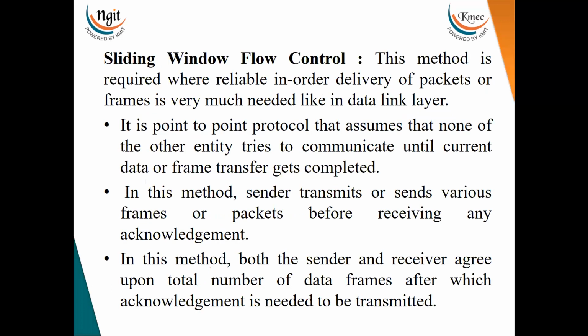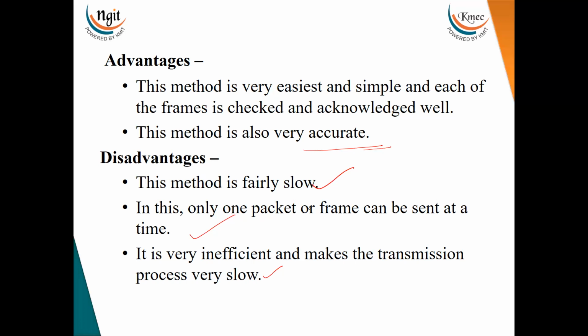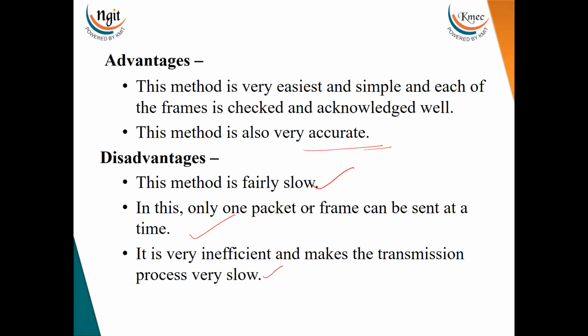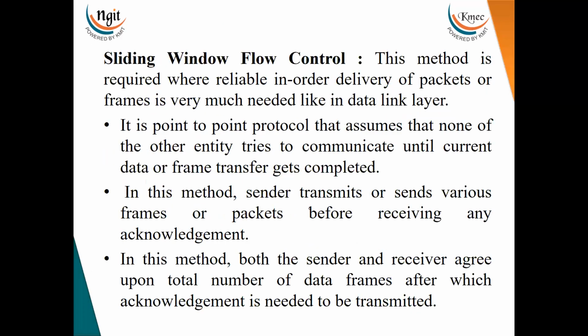Next is one of the important ones. We have two techniques: one is stop and wait flow control, and the other is sliding window flow control. What is meant by sliding window flow control? This method is required when reliable in-order delivery of packets or frames is very much needed in the data link layer. It is a point-to-point protocol, and it assumes that none of the other entities tries to communicate until the current data or frame gets transmitted.